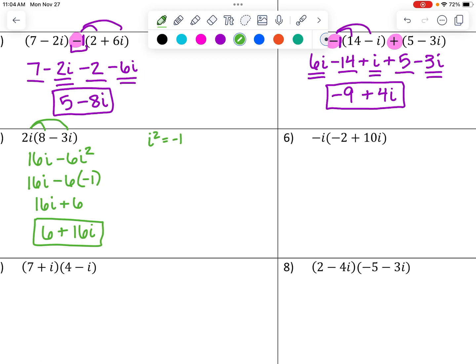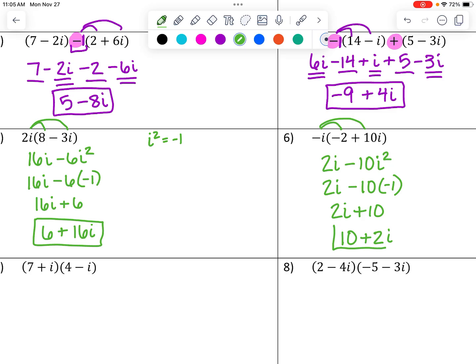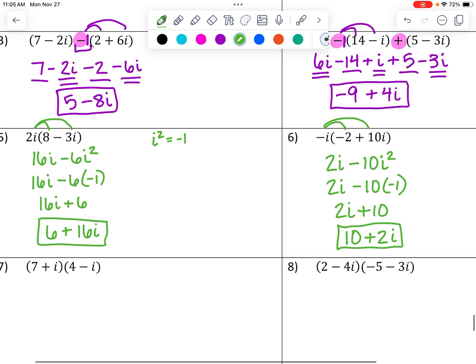All right, over here on number 6, I have negative i times negative 2 would be positive 2i. Negative i times 10i, negative 10i squared. We know that i squared is negative 1, so I have 2i minus 10 times negative 1. So I have 2i plus 10, and we're going to flip that around, 10 plus 2i, so it is in our complex number form.